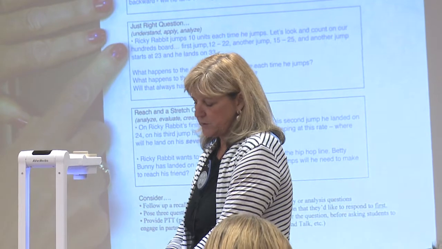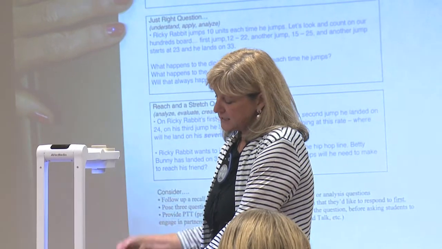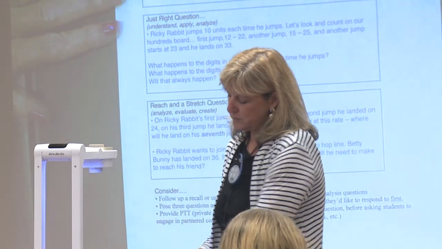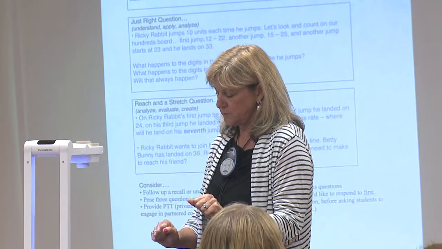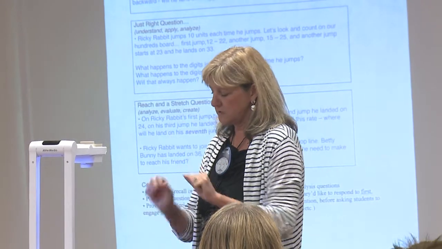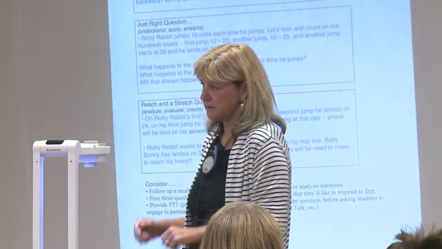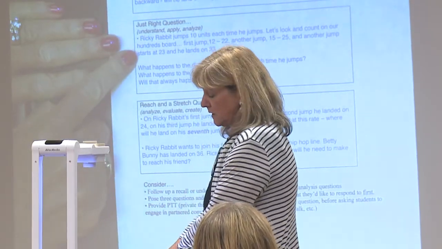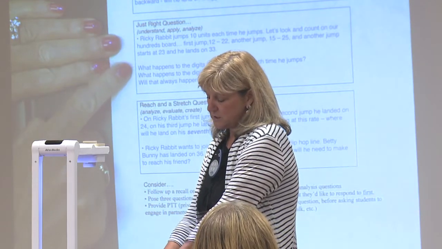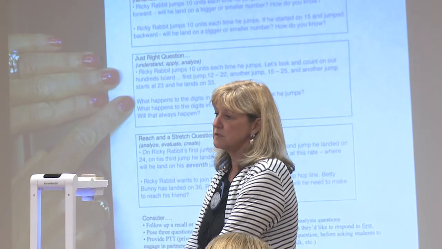So the question was, Ricky Rabbit jumps 10 units each time he jumps, and let's look and count on our hundreds board. So the first jump, so we'd model, was from 12 to 22. Another jump was from 15 to 25. And another jump was, he starts at 23 and then he lands at 33. So that's my review for the children. And then the question I would pose is, what happens to the digits in the tens place each time he makes a jump?